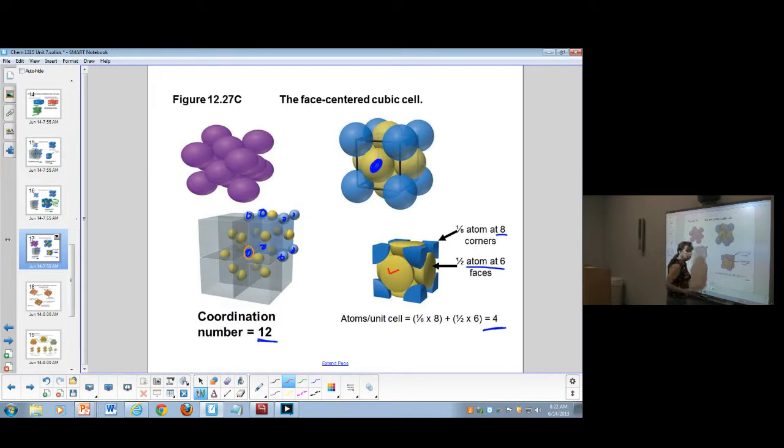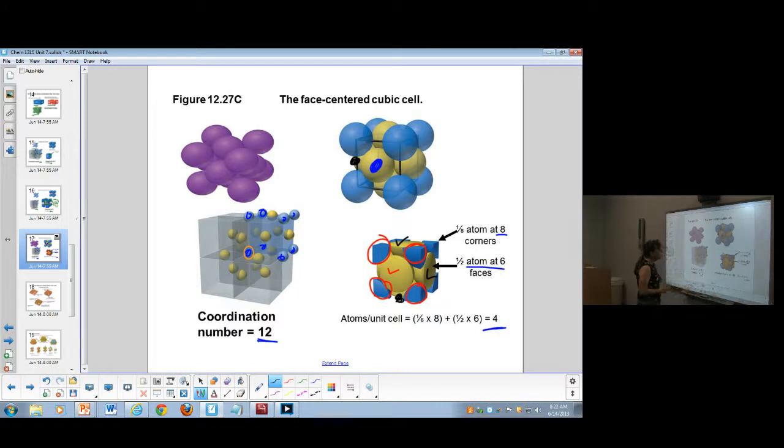We're thinking about this atom. It's touching 1, 2, 3, 4 atoms at the corner. It doesn't touch the other atoms at the corner. And then it's touching 1, 2, and then on the inside, on this side, it's touching this third one, and it's touching the one down here. So it's touching 4 faces. It's touching 4 of those atoms.